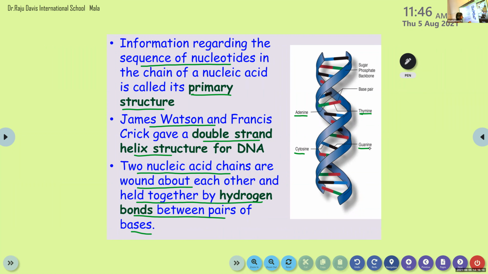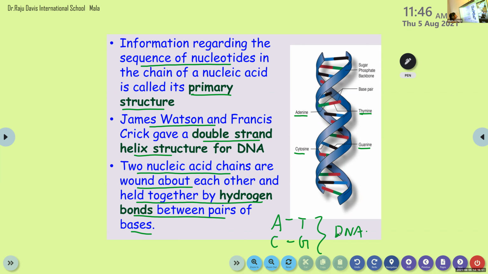So you have to remember, adenine always forms pair with thymine. They are the complementary pairs. Then in the case of cytosine, it always pairs with guanine. Adenine, thymine, then cytosine, guanine. This is in the case of DNA.